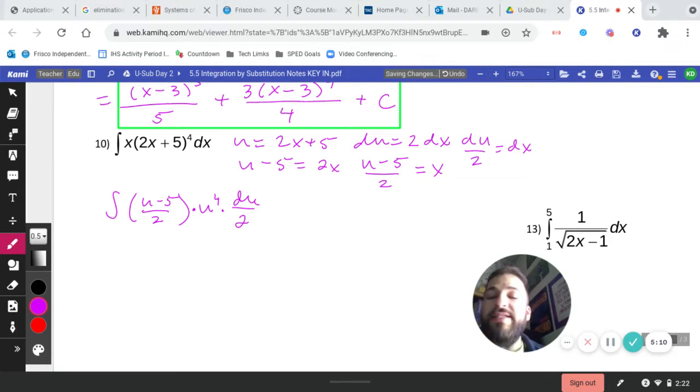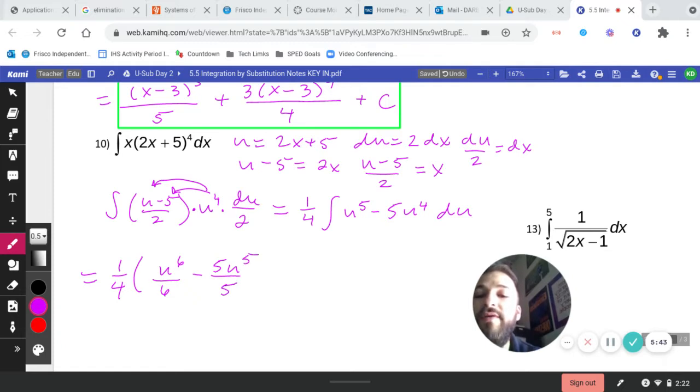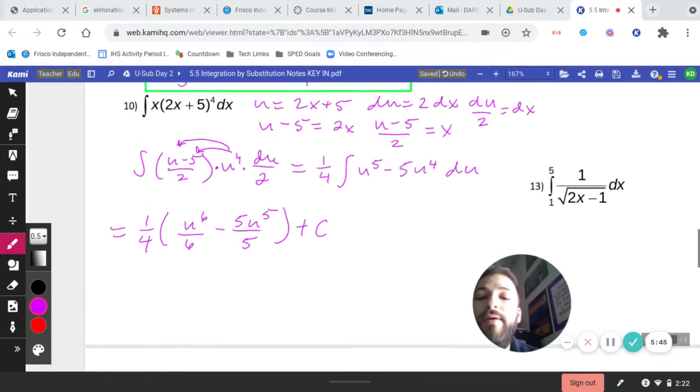Okay, from here I can simplify a bit. I can take those 1/2 out, so this becomes 1/4 times the integral, and then distribute that u to the fourth inside, and I get u to the fifth minus 5u to the fourth du. And then we can integrate from here. So just like last time, but I do have that 1/4 in front, so 1/4 u to the 6 over 6 minus 5u to the 5th over 5 plus c.